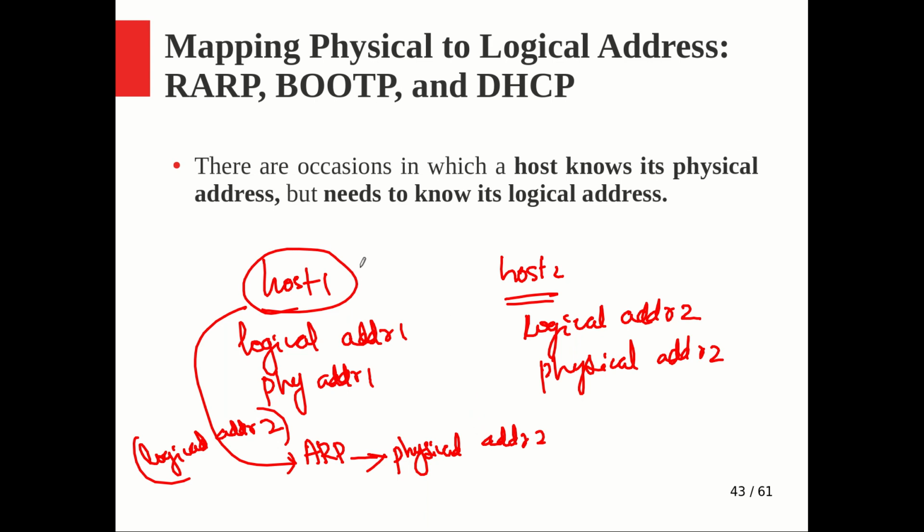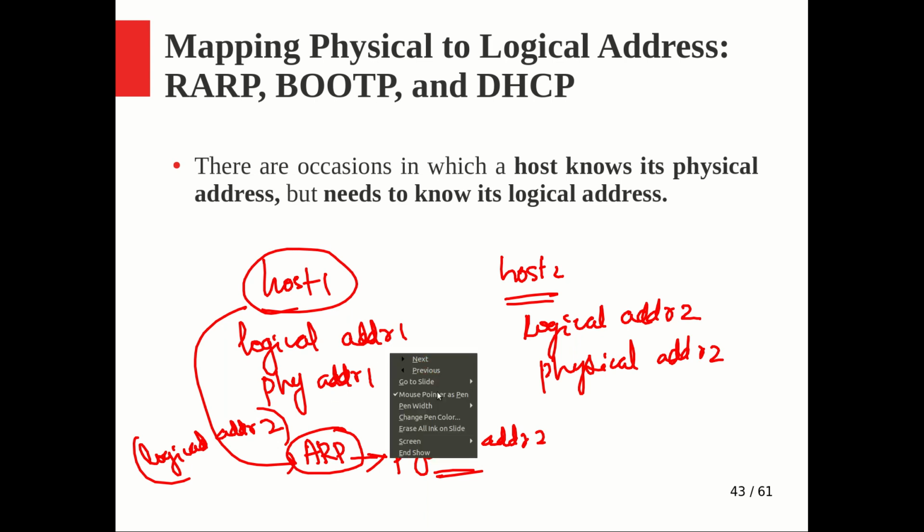But what about reverse ARP? Here, host 1 wants to know its own logical address. That difference is clear, right? In ARP, host 1 is trying to get the physical address of host 2. Because host 1 wants to have a communication with host 2, and host 1 knows host 2's logical address, and given this logical address, it needs the physical address of host 2. For that purpose, ARP is used.